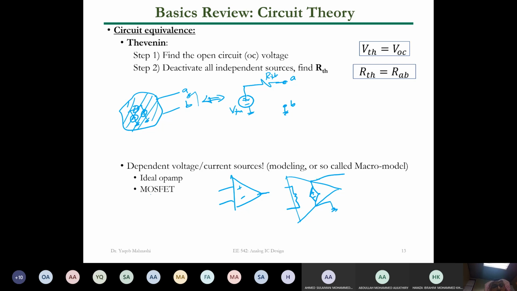And also the MOSFET. When we talk about the MOSFET, it is a voltage controlled current source with some resistor connected as such. So these are dependent sources and used for modeling.